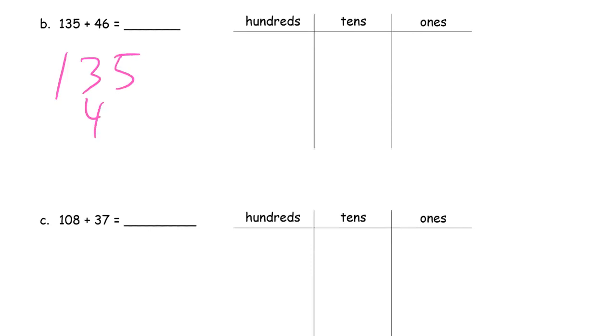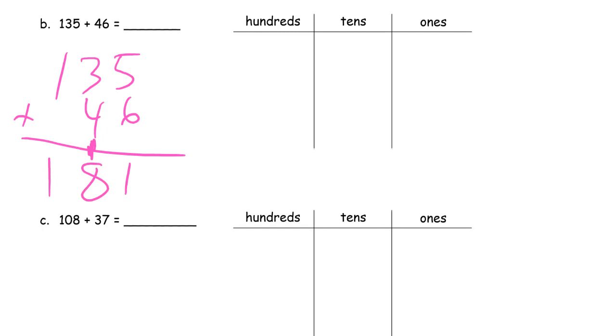135 plus 46. 6 and 5 is 11. There's the 10 and there's the 1. 3 and 4 is 7. 1 more is 8. And hundreds, we just have that 100.